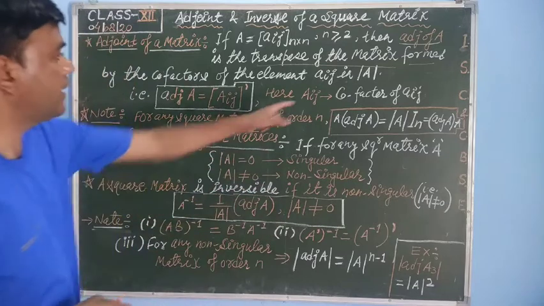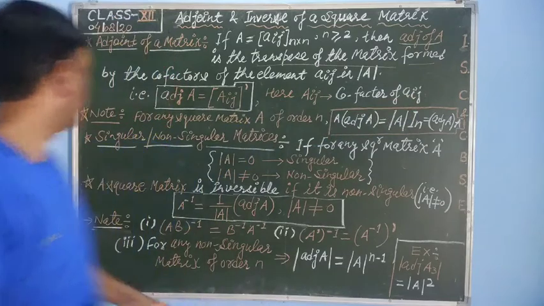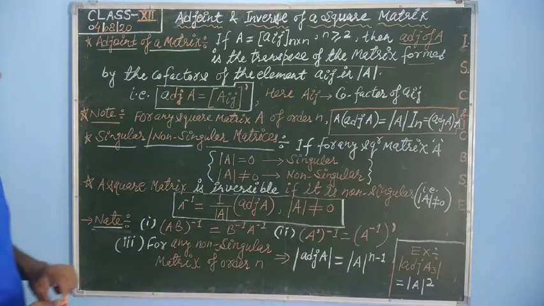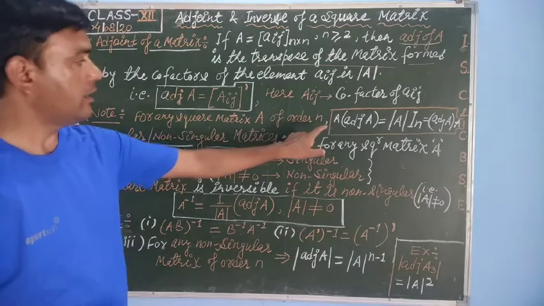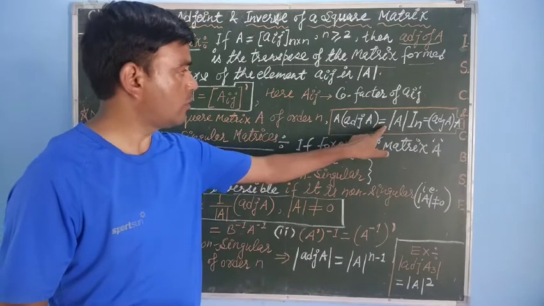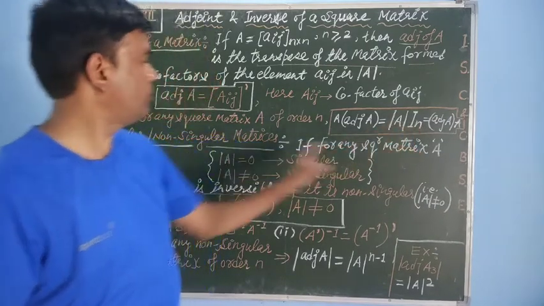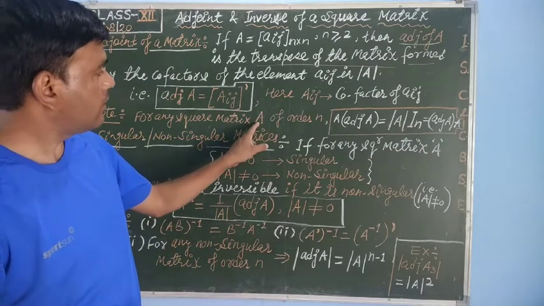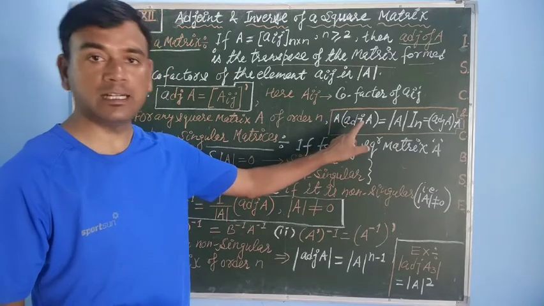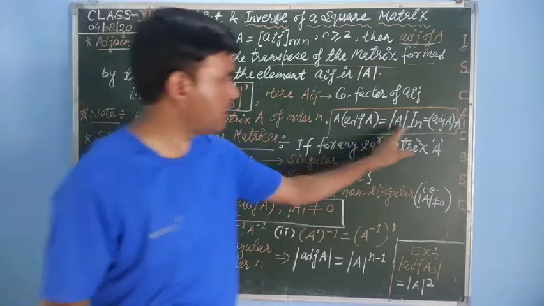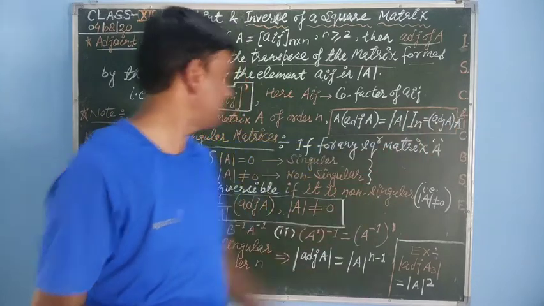Here Aij is equal to the cofactor of element Aij of determinant A. Now the second thing is a condition given for any square matrix A of order n: A into adjoint A is equal to determinant A into the identity matrix of order n. When a square matrix of order n is given, the product of that matrix with its adjoint is always equal to the determinant into the identity matrix of the same order, or you can reverse the order, adjoint A into A, same thing.